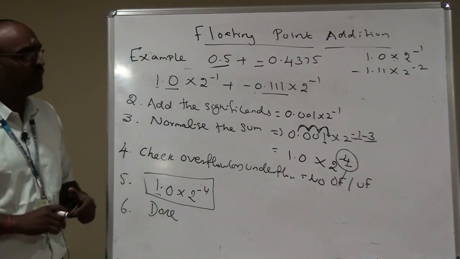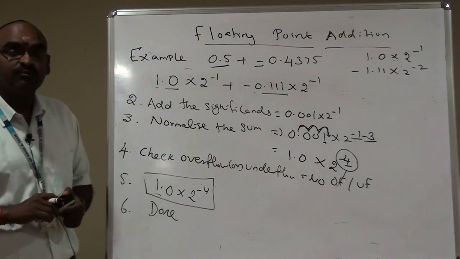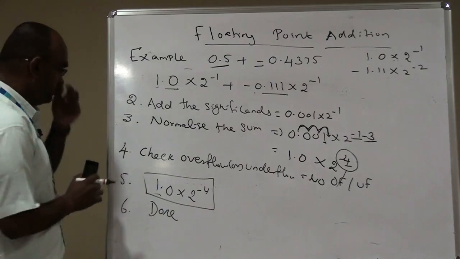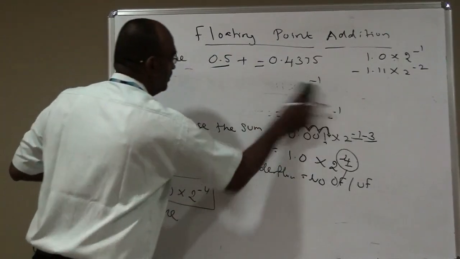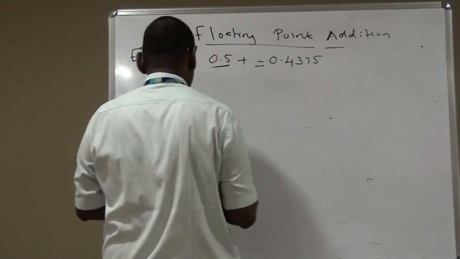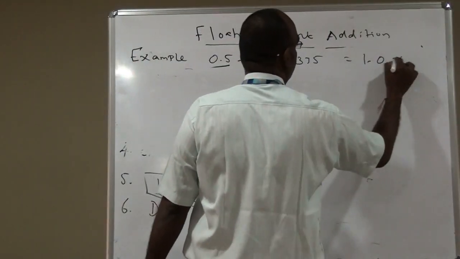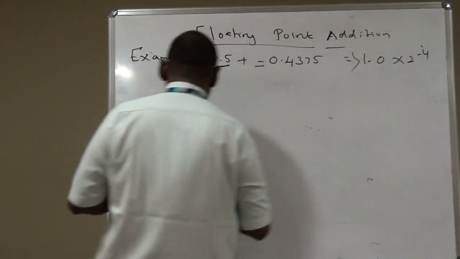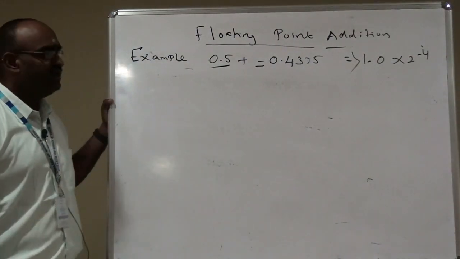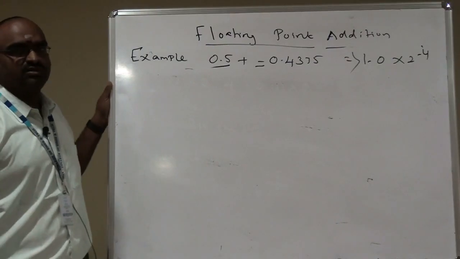Now we can check this value. You can compare with the decimal value to see whether we are getting the correct binary or not. So how should it be? So this is our value. What is our binary value after adding? That is 1.0 times 2 power minus 4. So this is the result of the addition. Now some of the students may check whether this value, the sum, is correct or not.